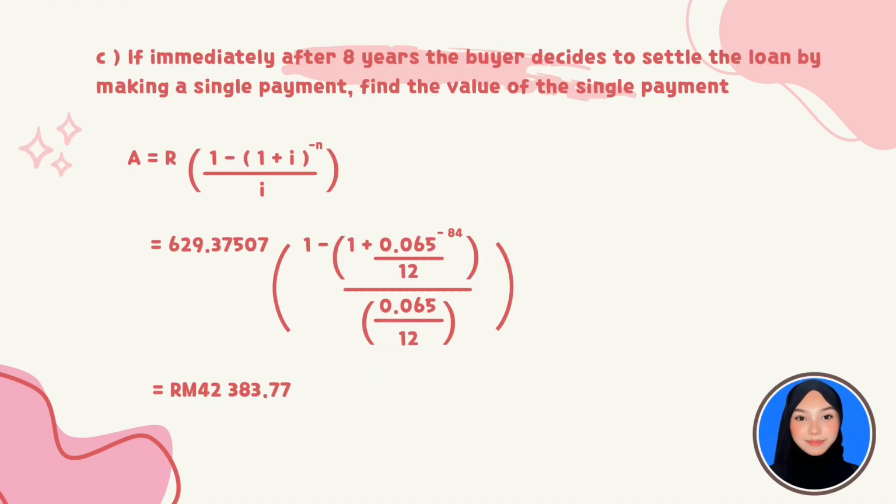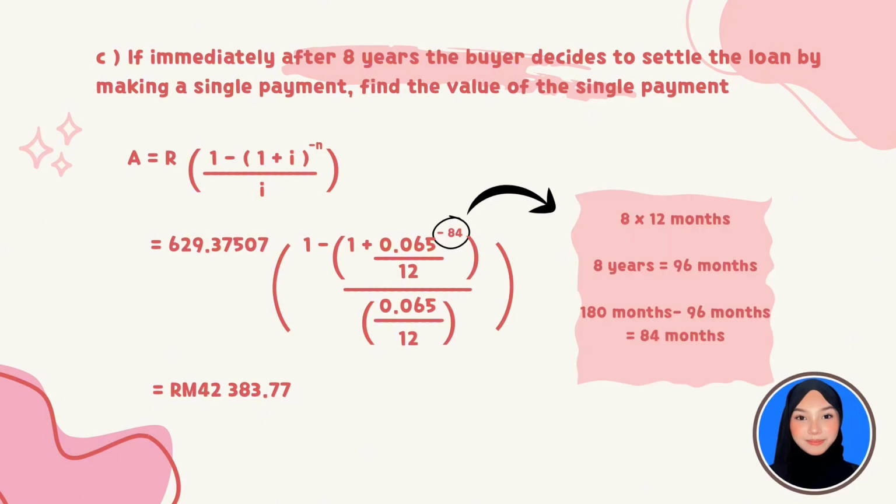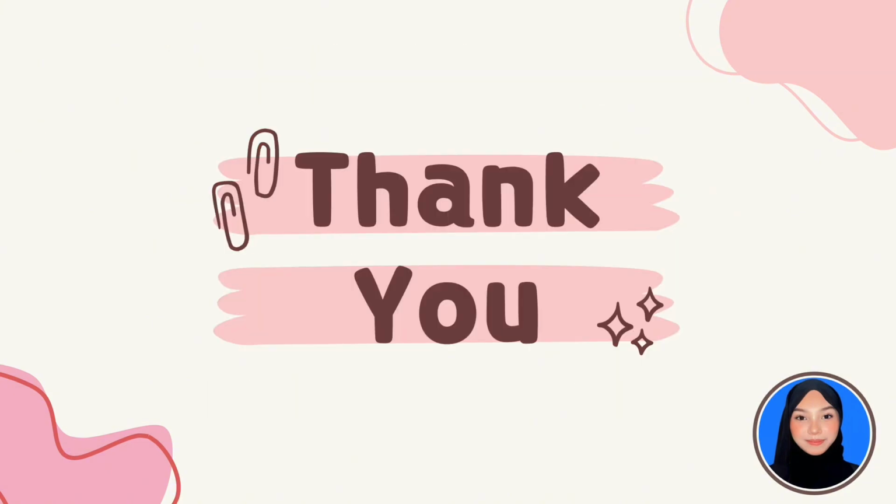For part C, the buyer decides to settle the loan after 8 years. 8 years is equal to 96 months. So the number of remaining payments is 180 minus 96, which leaves 84 months remaining. Using the outstanding balance concept, which calculates how much is still owed based on the remaining monthly payments, the settlement amount after 8 years works out to be 42,383 ringgit and 77 cents. And that completes the solution for question 4.